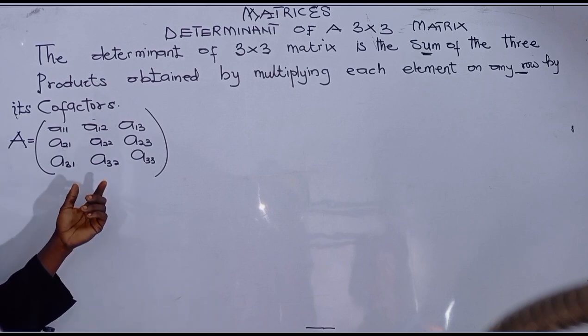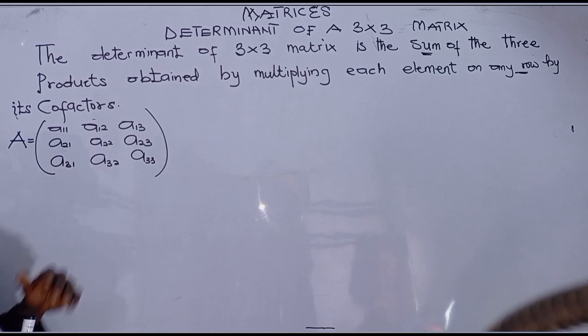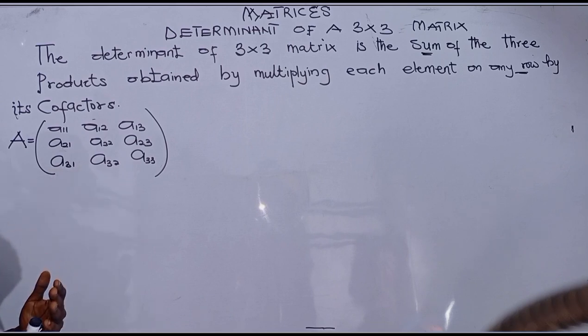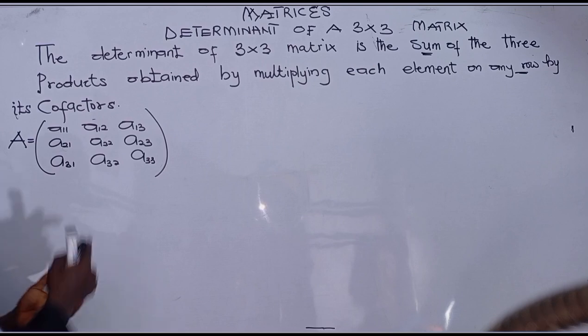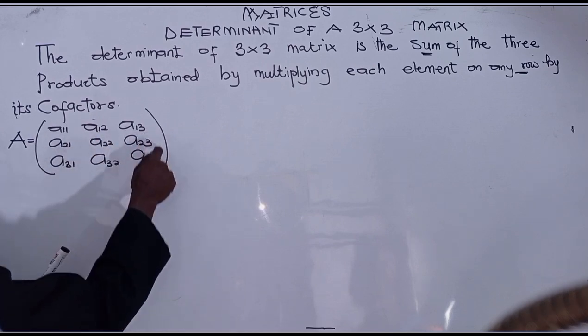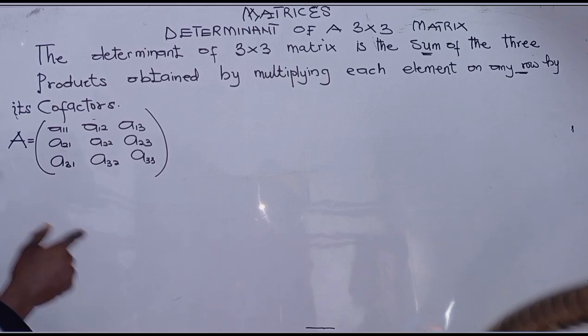So let's consider this matrix A, and we can observe that this matrix is a 3 by 3 matrix. To find the determinant of this matrix A, we are going to pick any row from this set of rows. How many rows do we have? We have the first, second, and then the third row. So we can pick any of the rows, and once we choose the row, we are going to multiply each entry on that row by its cofactors.